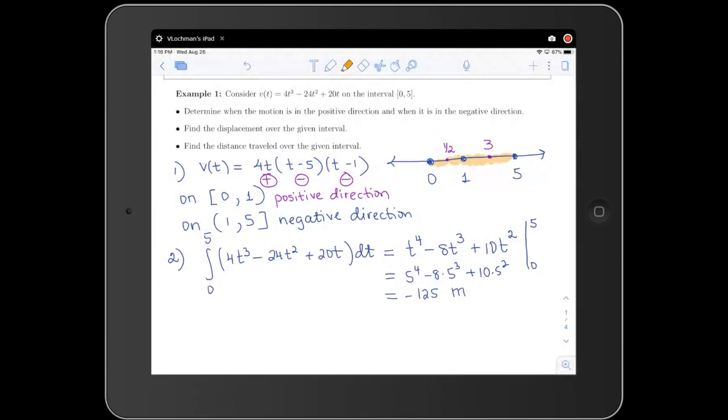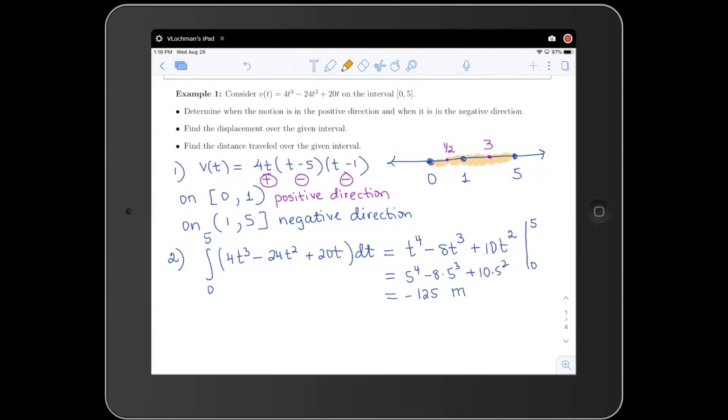Okay, now the next question says find the distance traveled over the given interval. Okay, and you say, well, wait a minute, isn't that the same thing? Okay, that is not the same thing, because we traveled in two different directions, right?